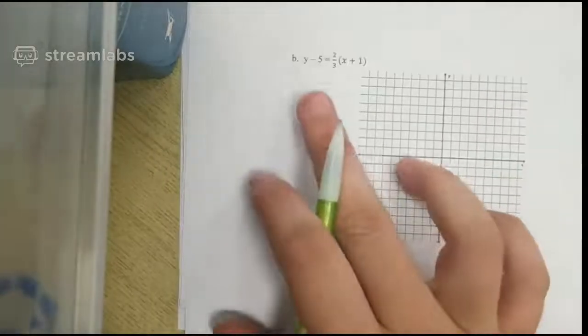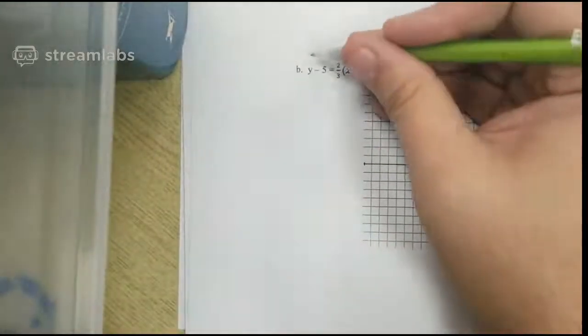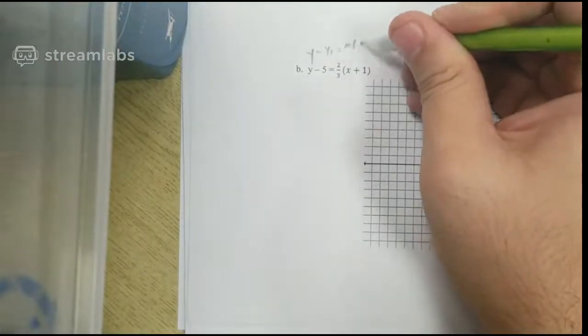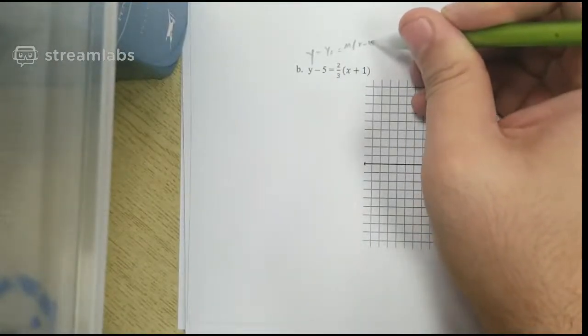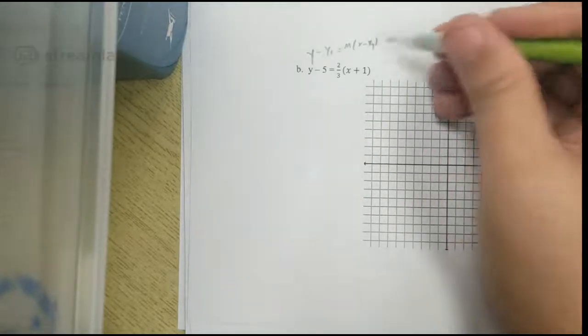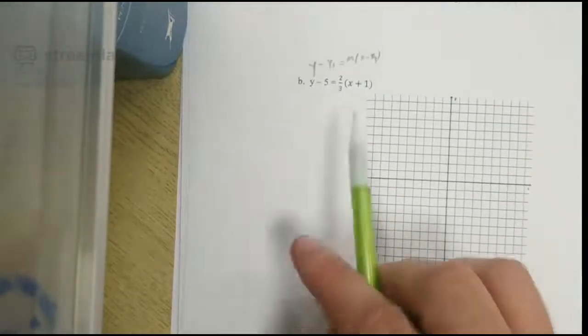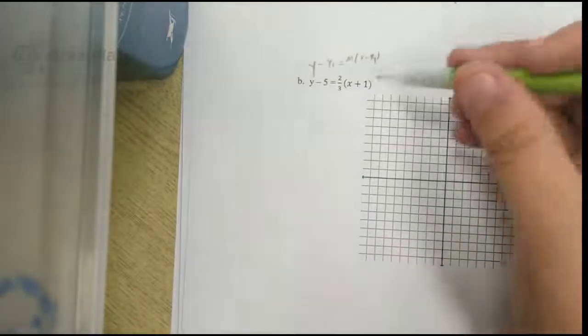Let's go to the next one. Now we have a point slope form. And if you don't remember, that's y minus y1 equals m, x minus x1. Now, a lot of people try to turn it into y equals mx plus b, and I think that's the wrong move. I think you should leave it like this and use what we know.